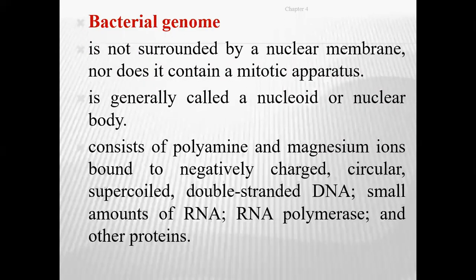Now, the bacterial genome is not surrounded by a nuclear membrane, nor does it contain a mitotic apparatus, and is generally called the nucleoid or nuclear body. This consists of polyamine and magnesium ions bound to negatively charged circular supercoiled double-stranded DNA, and the presence of a small amount of RNA polymerase and other proteins. But the distinct feature is the absence of histone.